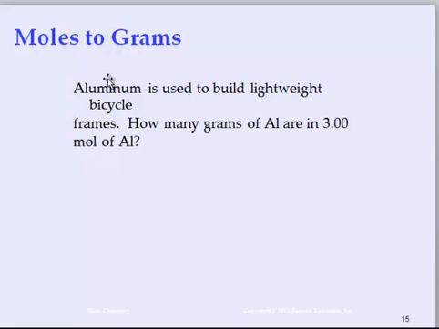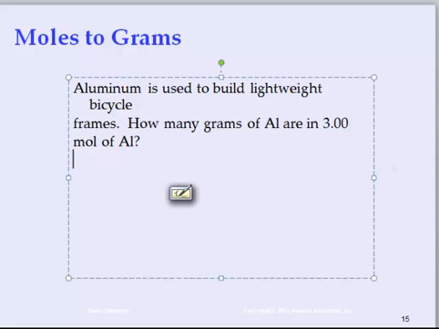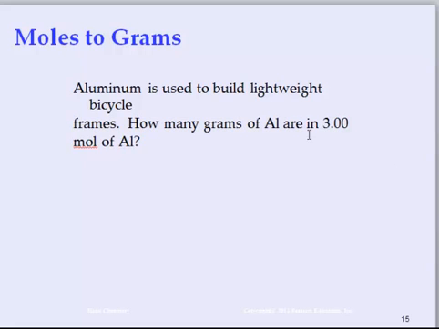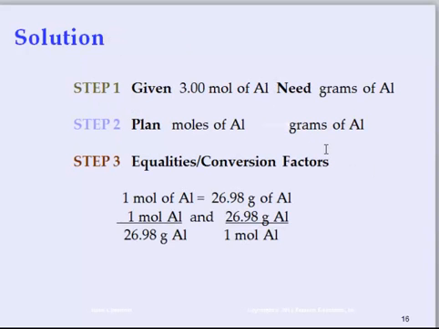Now here's another problem in which we will convert moles to grams. For example, aluminum is used in building lightweight bicycle frames. How many grams of aluminum are in 3 moles of aluminum? So again, you are looking for how many grams in 3 moles. Let's go back over here. Our plan is to determine how many grams of aluminum are in 3 moles of aluminum.